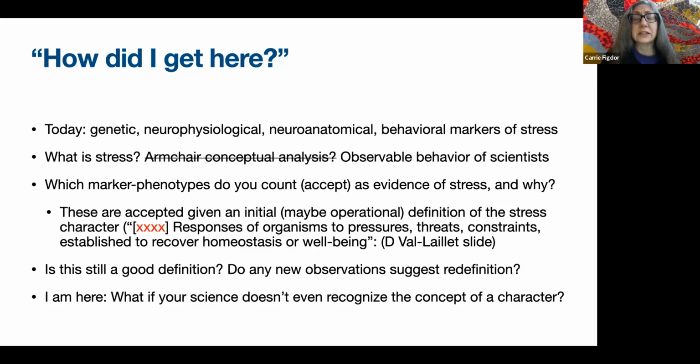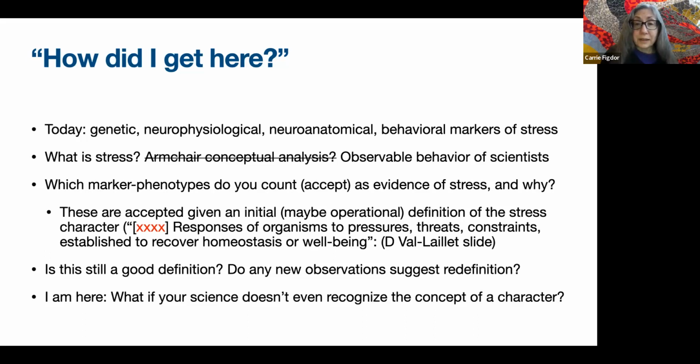Instead, as a philosopher of science, one way that people think about the concepts that are used in science is to look at the behavior of scientists and what they do with the concepts. And that means essentially using you as the targets of my research and your behavior. So the kind of question that I've been thinking about is, when you talk about markers, what are the phenotypes of which species do you count or accept as evidence of stress? This is all implicit in your behavior: these are the sorts of species and these are the sorts of behaviors that you consider as evidence of stress.